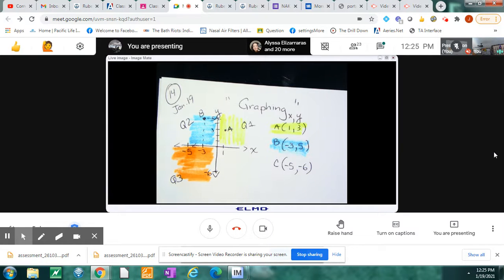Orange. So negative 5, negative 6. Negative 5, and then down. It has to be on a straight line. Negative 6 right there. That's gonna be 6. Got it? So far, so good. Right?